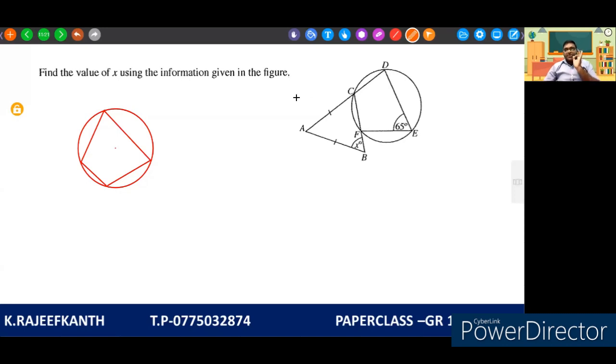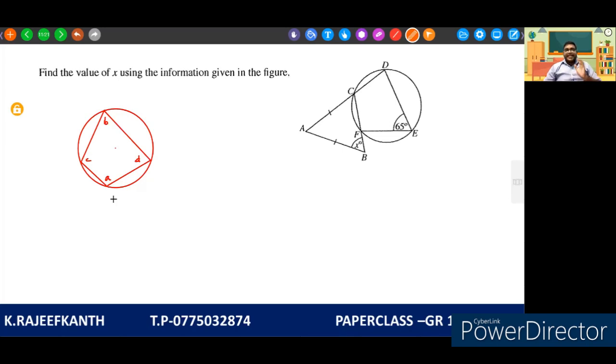Then we have to know about 2 theorems of this cyclic quadrilateral. What is the first one? Here I mark these angles as A and B, and these angles are C and D. Here A and B are opposite angles, and C and D are also opposite angles of this cyclic quadrilateral.